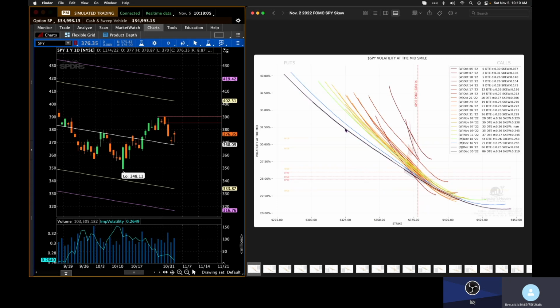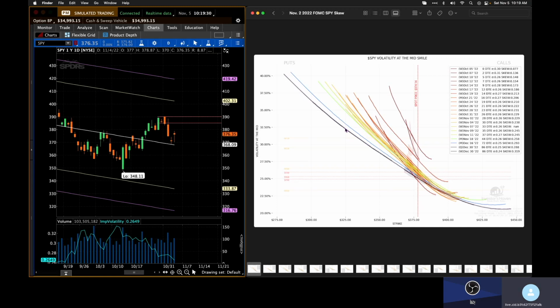Does that make sense? Yeah, it does make sense. But there's the other side of it too, we talked about this too, that the implied vol way out of the money is higher, right? So I don't think it necessarily means there's way more demand. It just means that it's farther out of the money. You know what I mean?